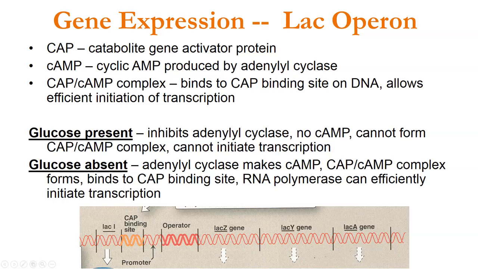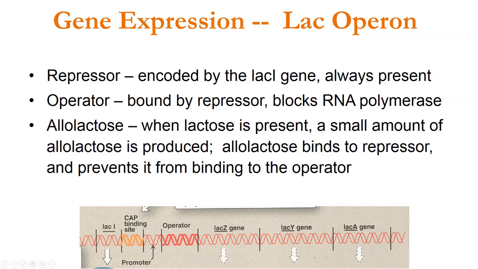Okay? So you're going to have to meet two conditions, and this is one of the two conditions. Glucose is absent, that CAP-cAMP complex is there to try to shove that RNA polymerase forward. Okay? That's one of the two conditions that needs to be met. The other condition involves this repressor and the operator. So this repressor is encoded by the LAC-I gene. It's always going to be present. It's always going to be there. And it can bind to the operator sequence.